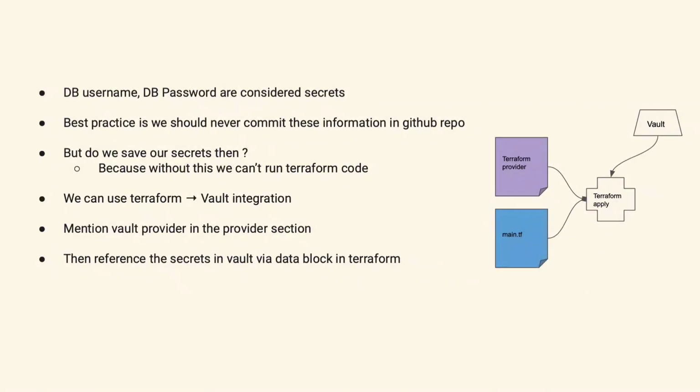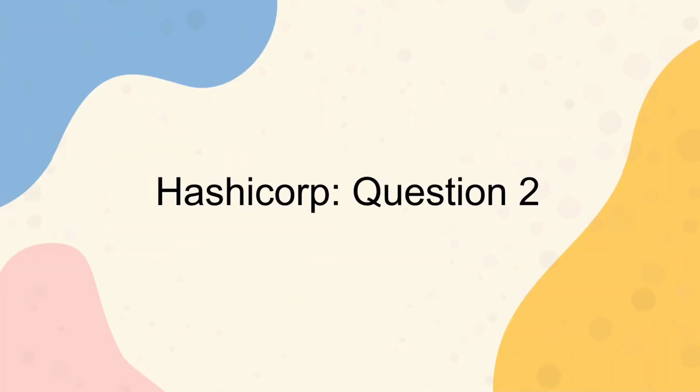If we don't use Vault, we can use any other secret storage engines. Example, in AWS, we have Secret Manager. Secret Manager is also a good option if we don't have Vault set up in our organization. Well, this is how you can answer this particular question in the interview.